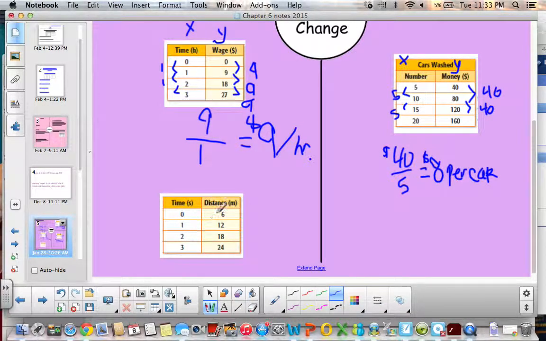Okay, and then here we are going up by 6 every time. But over here again we're going up by 1. So then we take our change in y, which is 6, and our change in x, which is 1, and we get 6 meters per second, and this line means per, so you can write it just like that. Make sure you're always using your labels.